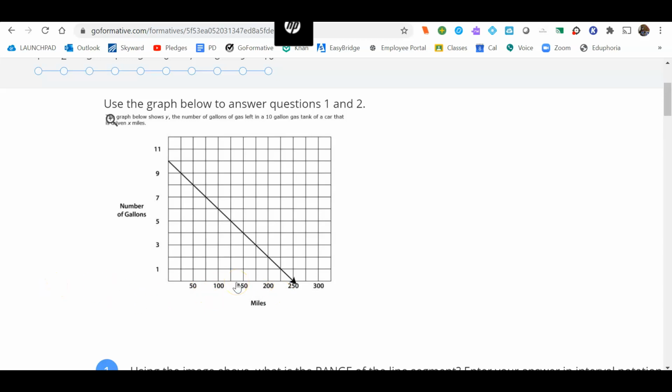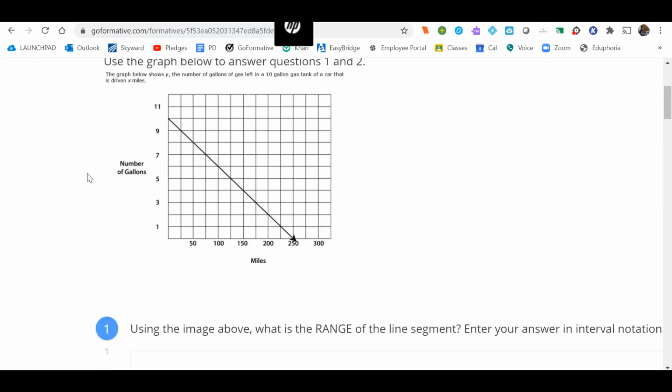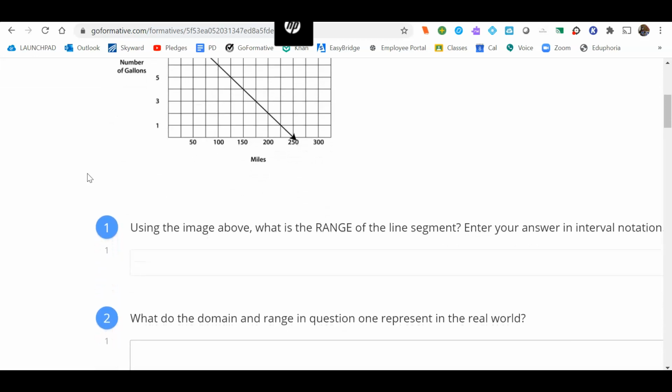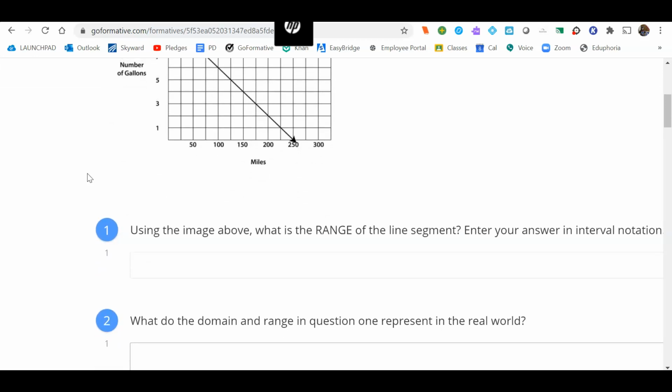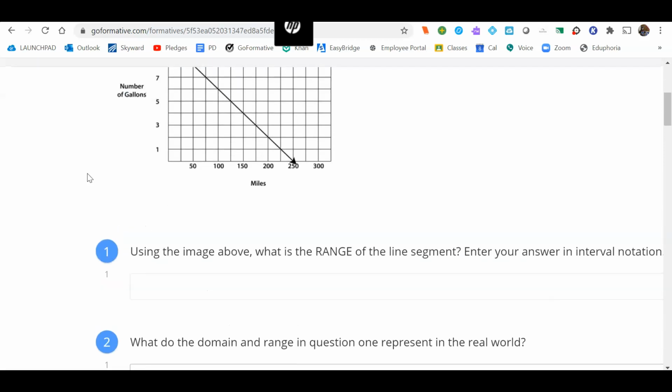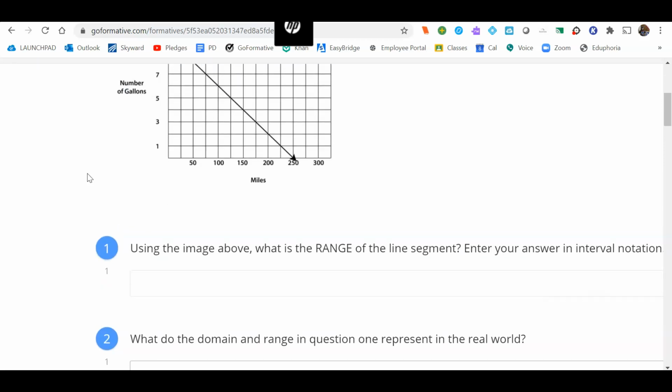That's how many miles we are traveling along the trip here. So you can see this is a linear graph. It makes a straight line, right? Linear makes a straight line, because there's the word line right there. Some people pronounce it linear, linear. That's good. But it's line, line. All right, so first question, use the image above. Ask what's the range of the line segment. Enter your answer in interval notation.